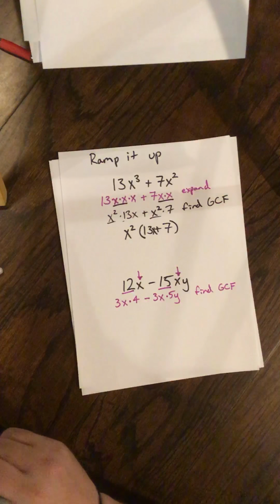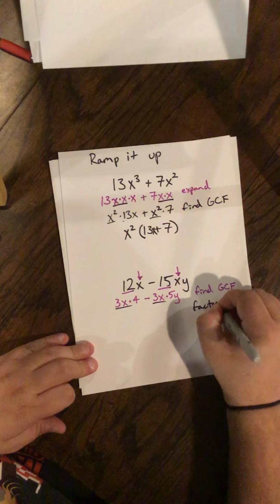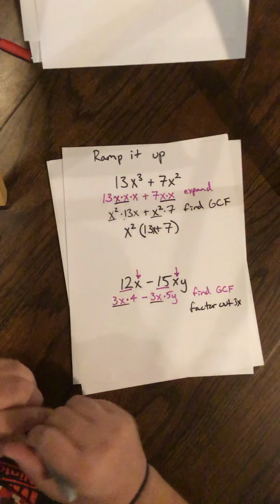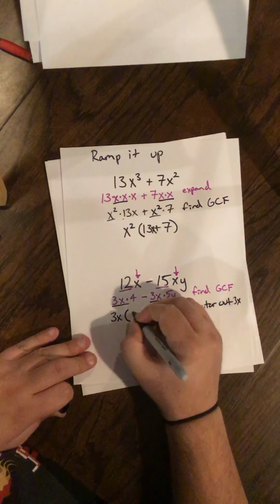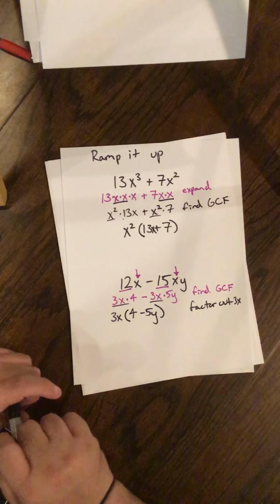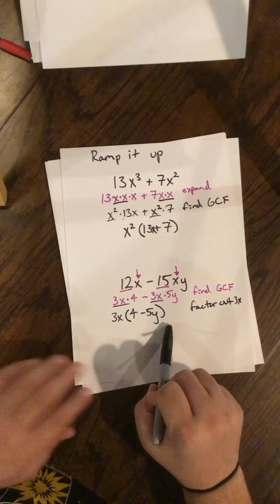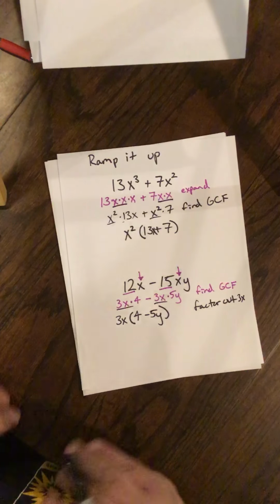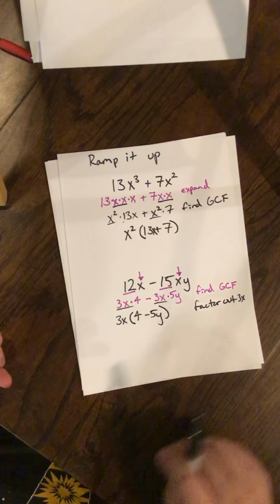And now that I've found that greatest common factor, I'm just going to factor out the 3x. What that's going to look like is 3x outside the parentheses, 4 minus 5y inside the parentheses. So this term here, 3x times (4 minus 5y), and 12x minus 15xy are the same thing, they just look different. We've just altered the appearance, but mathematically, they are the same expressions.